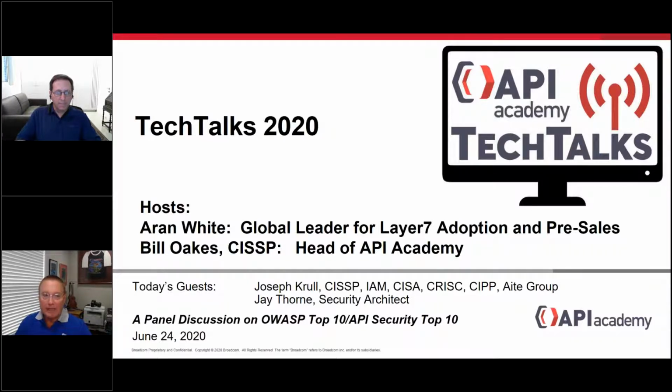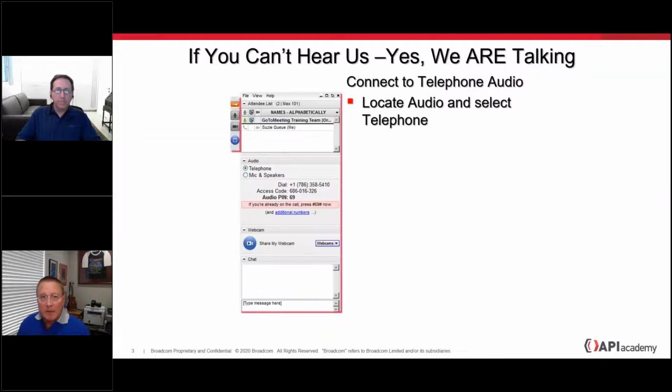Our hosts today are Aran, who is unfortunately out ill today, and myself. And then our guests are Joseph Krull of Aite Group and Jay Thorne, a security architect here at API Academy, as well as a product advisor at Layer 7. What we're going to do today is a panel discussion on OWASP Top 10 and the API Security Top 10.